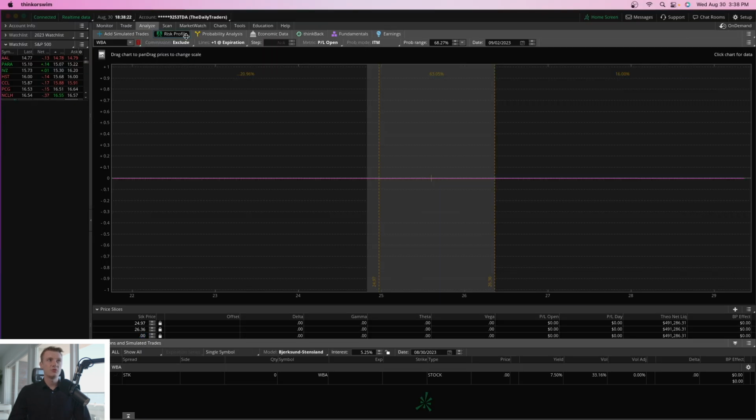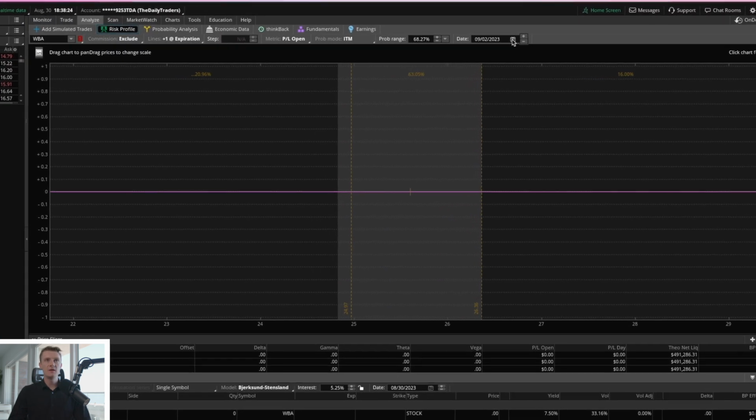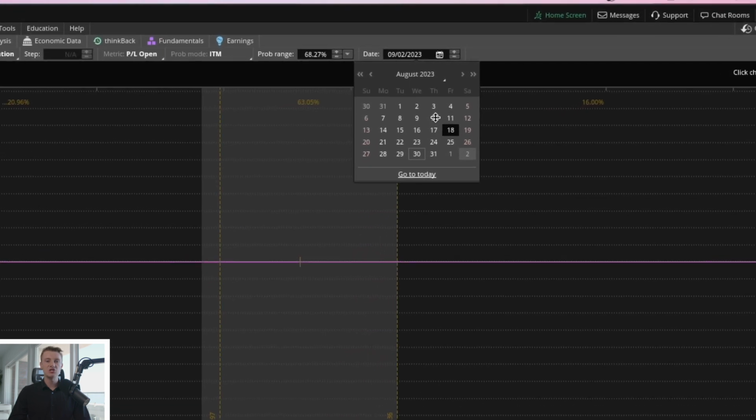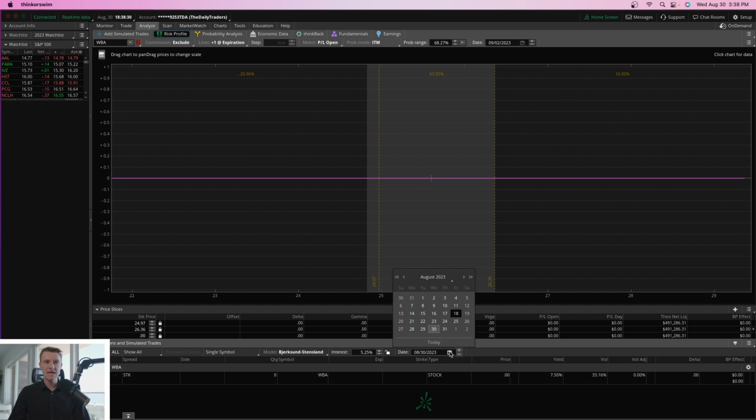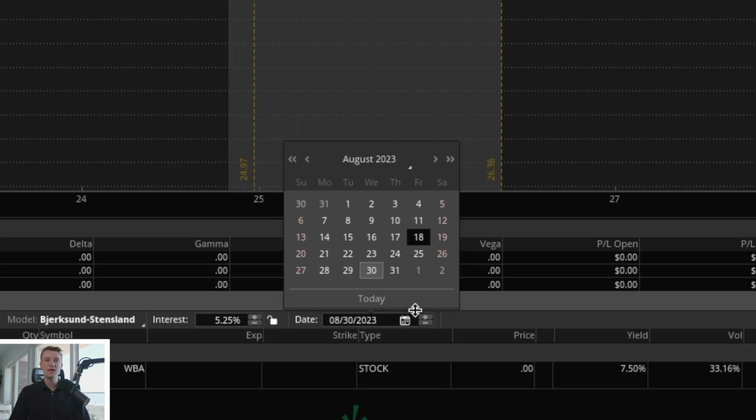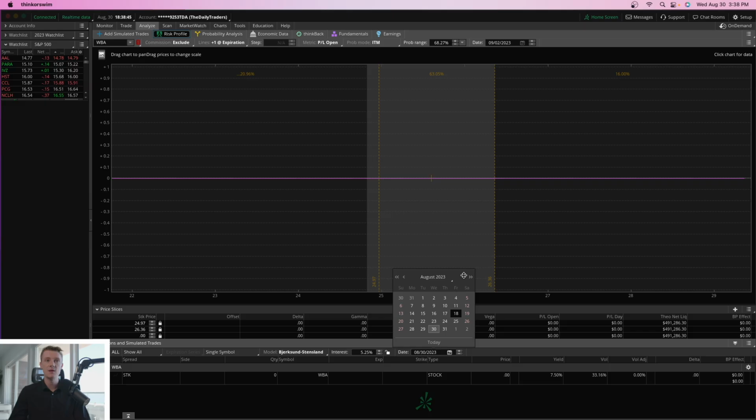Now if I go back to risk profile, you can see up here, the date is going to be the expiration date on the contract you're choosing. And then down here, this date is going to be the date at which the calculations will be done. So say you enter this position today, well, we're able to see tomorrow, if I hit my stop loss, how much am I going to lose? If I hit my take profit, how much am I going to make? And then we can even go out further and see, well, Thursday, Friday, Saturday, etc.